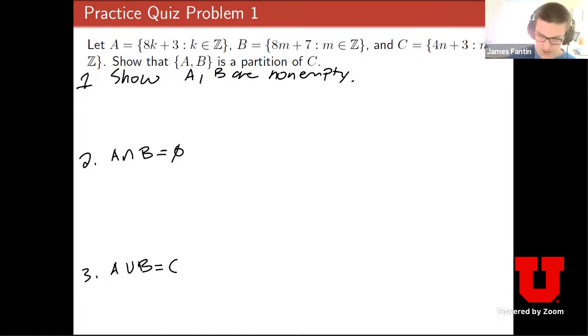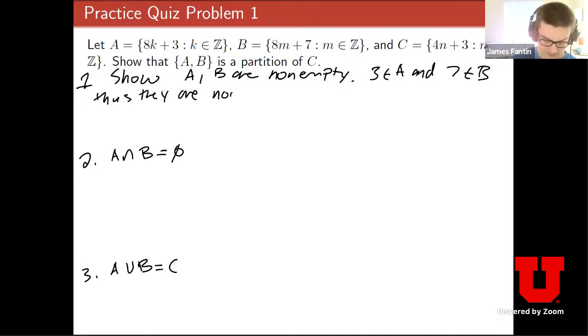Okay, so how do we show that A, B here are non-empty? Well, we can just show that there's some element in each, so let's just pick. 3 is an element of A, and 7 is an element of B. So they're non-empty, because 8 times 0 plus 3 is 3, and 8 times 0 plus 7 is 7. So we found 2 elements in the sets. So these are non-empty sets.